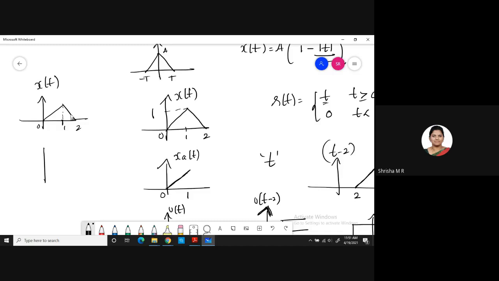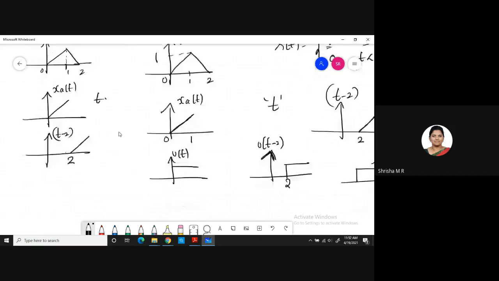Minus t, ma'am. Yeah, this is xa of t, this is t. Suppose I want to write from 1 to 2. So I'll assume my signal is starting from 2. So what will be the equation for this? It is t minus 2, right? Because at t is equal to 2, it is starting. If you equate t is equal to 2, the signal will start from 2.